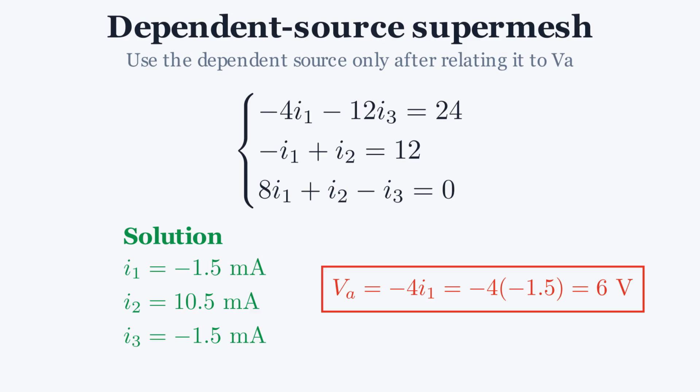minus I3 equals 0. The outer supermesh KVL equation skips the two current source branches and gives negative 4 I1 minus 12 I3 equals 24. Solving these three equations gives I1 equals negative 1.5 milliamps, I2 equals 10.5 milliamps, and I3 equals negative 1.5 milliamps. Finally, VA equals negative 4 times negative 1.5, so VA is 6 volts.